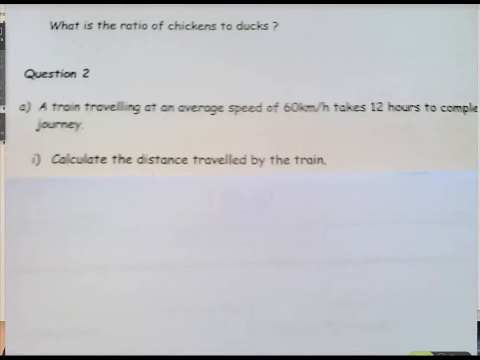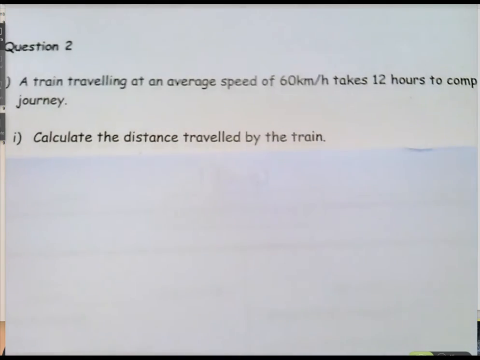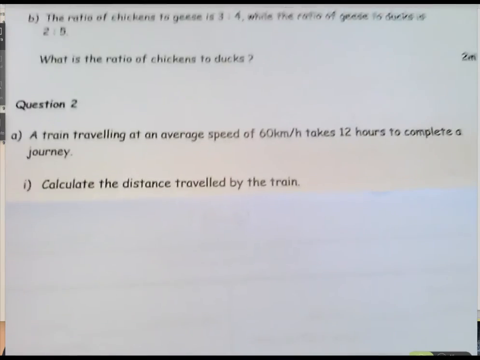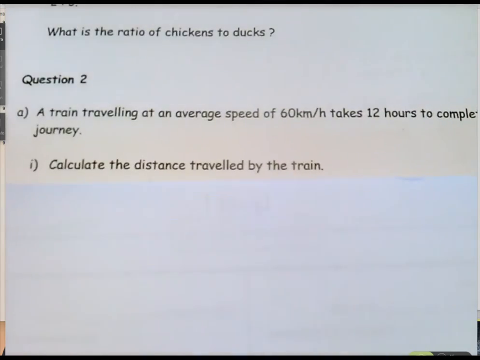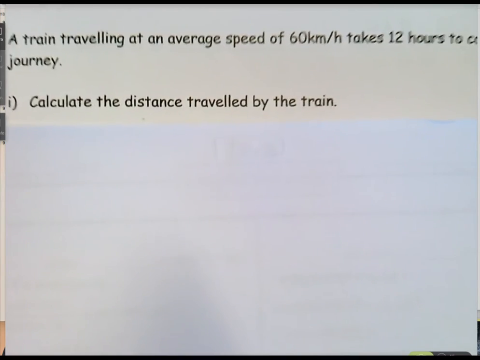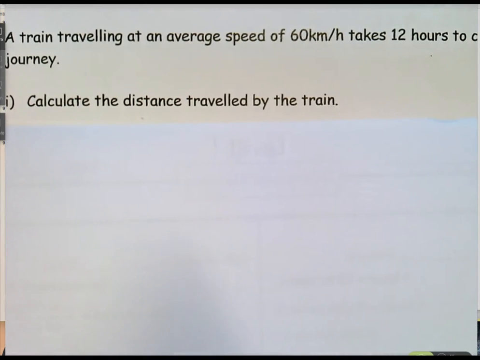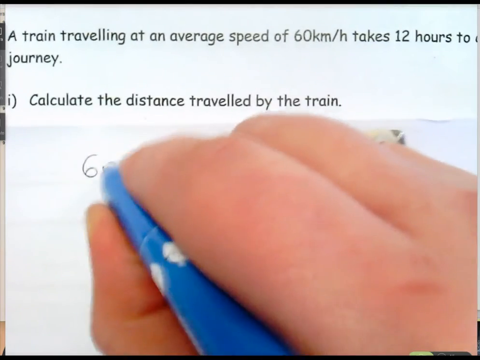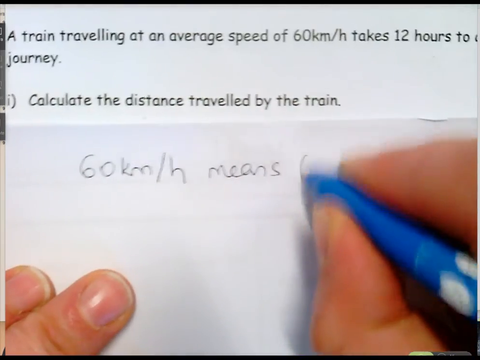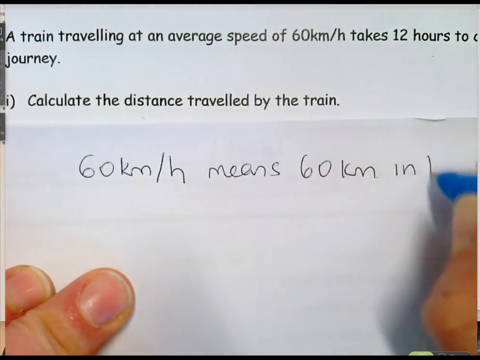Travelling at an average speed of 60 kilometres per hour takes 12 hours to complete the journey. So girls, how far does it travel in 1 hour? What's its speed? 60 kilometres per hour. Do you know what 60 kilometres per hour means? That you travel 60 kilometres in every 1 hour. So 60 kilometres per hour means that you travel 60 kilometres in 1 hour.